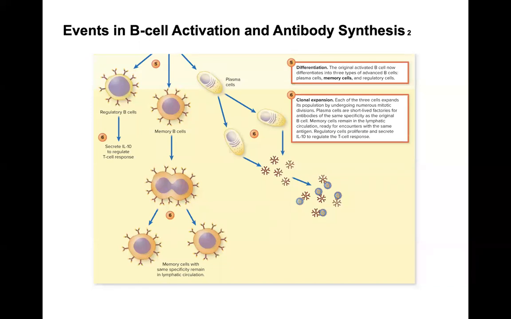Once the B cell is activated, you'll then go through to differentiation. The original activated B cell now differentiates into three types of advanced B cells: plasma cells, memory cells, and regulatory cells. Clonal selection is when each of the three cells will expand its population, making clones, by undergoing numerous mitotic divisions. The plasma cells will then go on to produce lots of antibodies. The memory cells will just stay in the population and they will stay there pretty much for life.